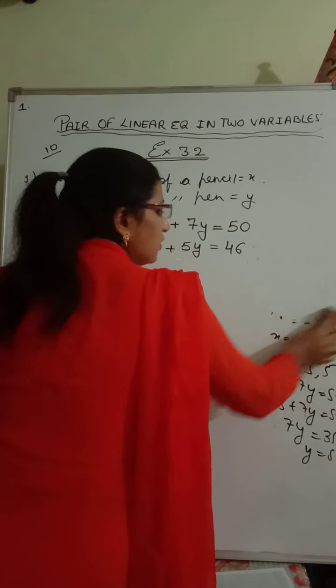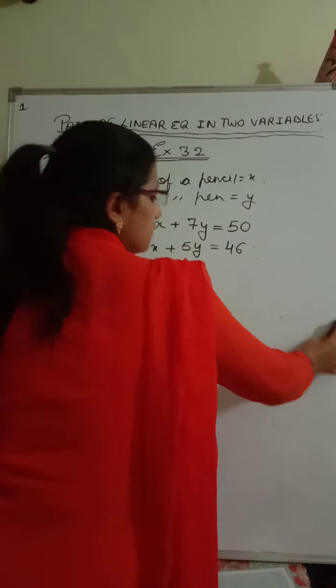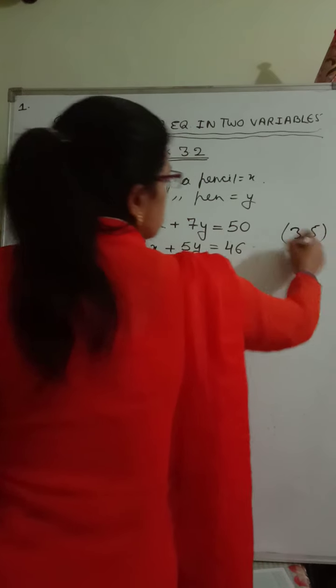This is roughly you know, so that your graph will not become wrong. So 3, 5 is your solution. Okay, 3, 5. So in rough tell them.